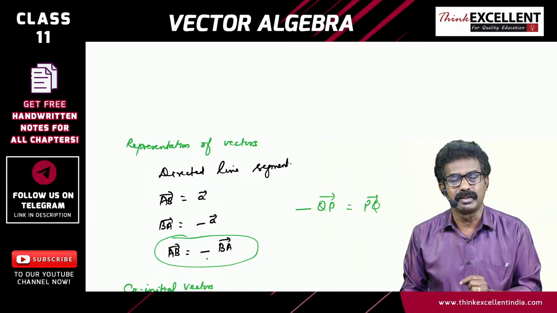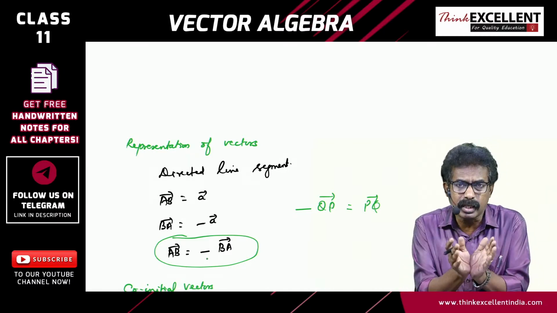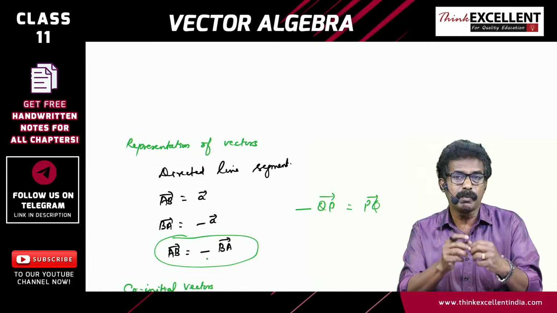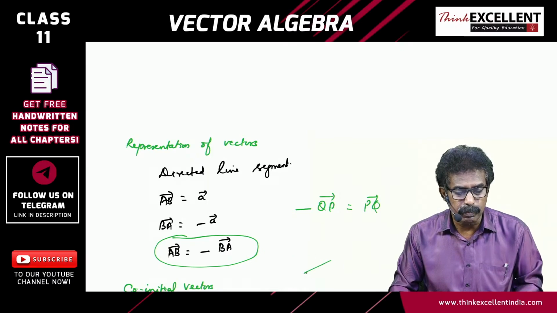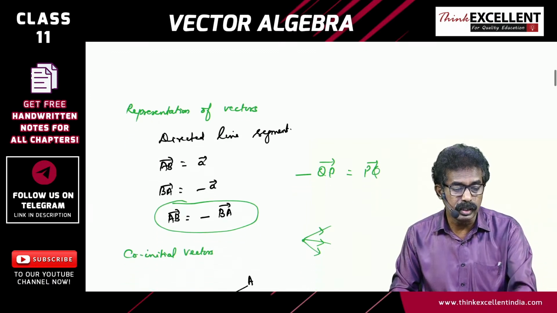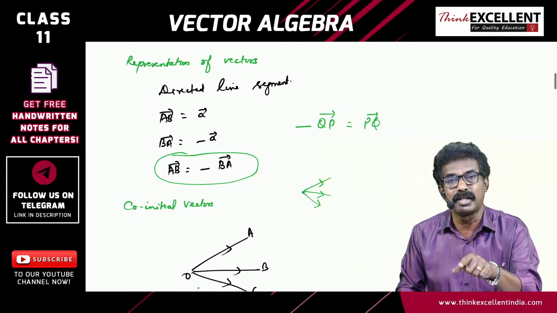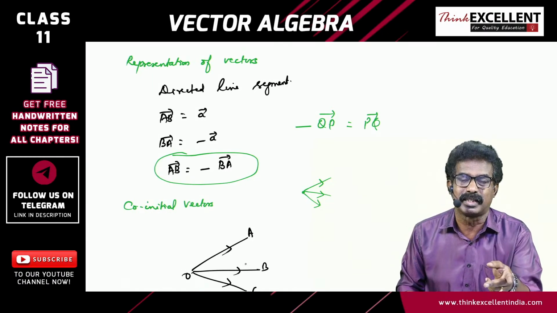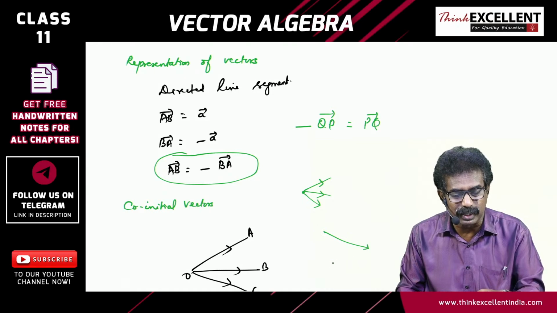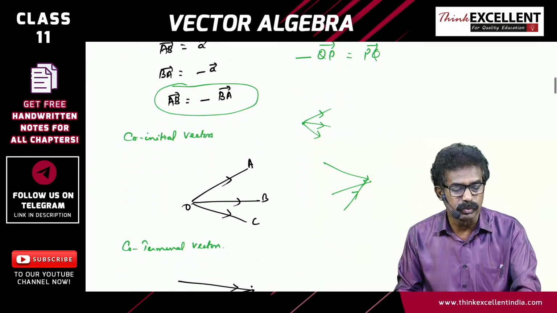Co-initial vectors. Some vectors, if they have the same initial point, move out from the same place. The initial point is the same, the terminal point differs. So if the vectors move like this with the same initial point, we call them co-initial vectors. If there are co-initial vectors, definitely what else will there be? Co-terminal vectors. Where they all join at one place, the terminal point is the same. So we call that what?